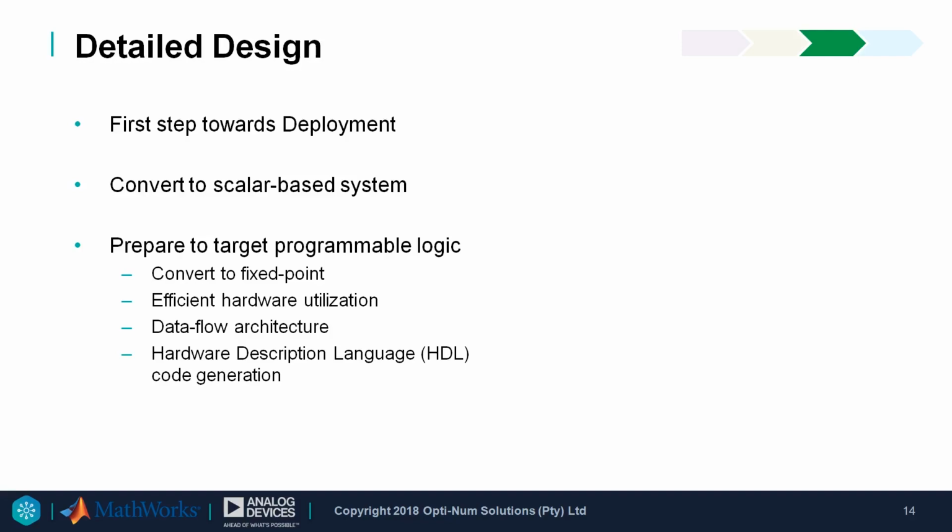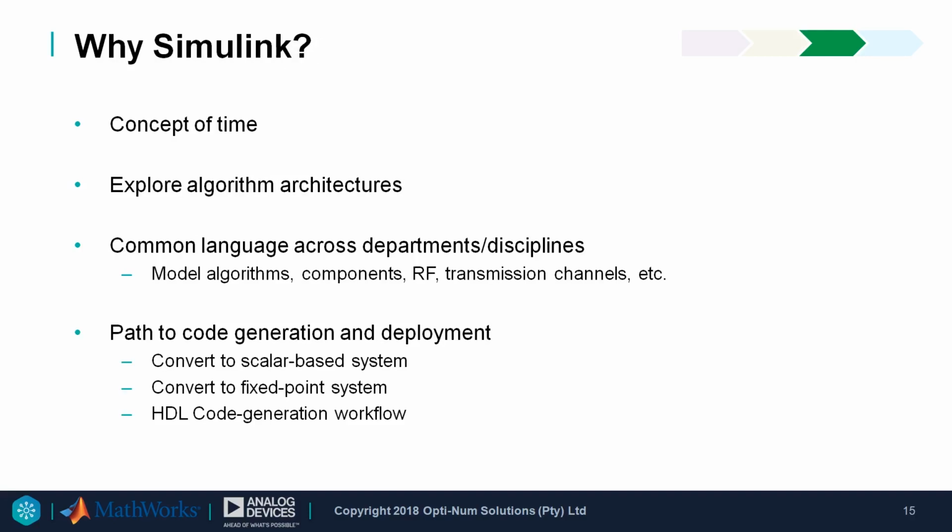The perfect tool for these tasks is Simulink. You may be asking, why Simulink? First, Simulink gives us a concept of time. It allows us to explore algorithm architectures in a modeling environment, and it serves as a common language for the various design teams due to its ability to model algorithms and components, which allows easier communication and cooperation. We can use Simulink to create a floating point scalar-based system from our algorithm reference model, and then move on to fixed point to generate HDL code.